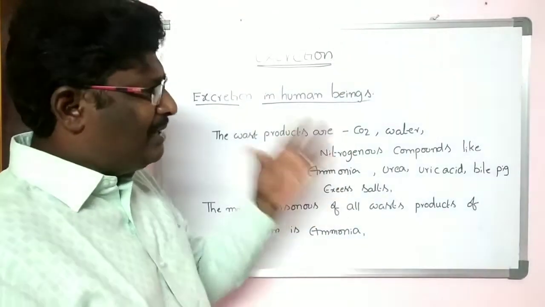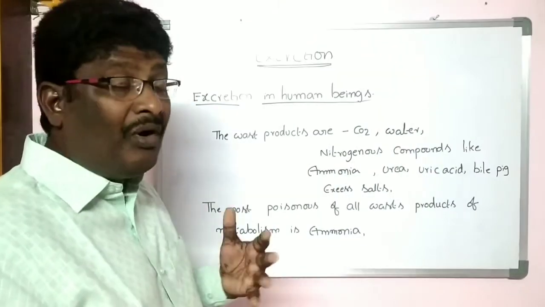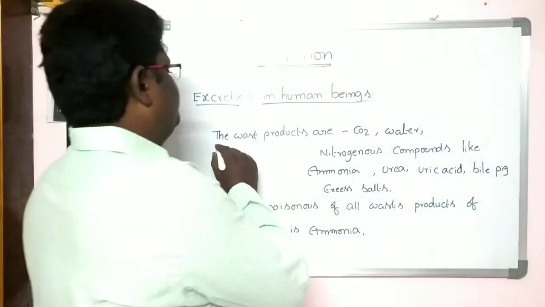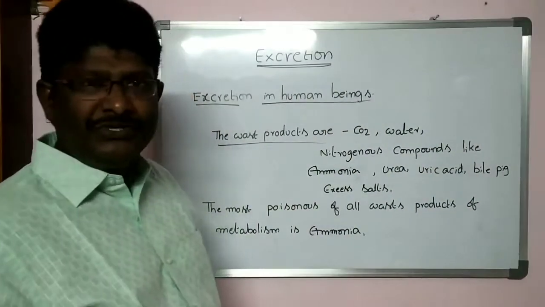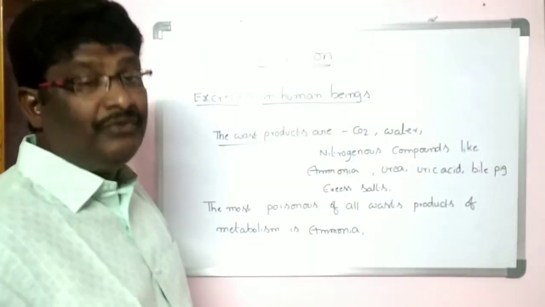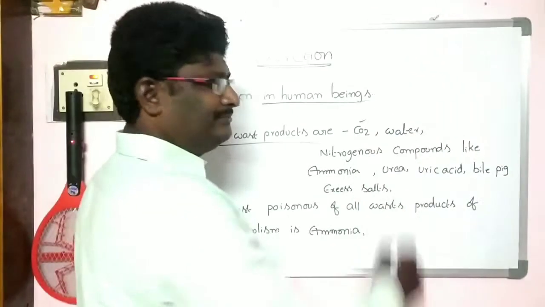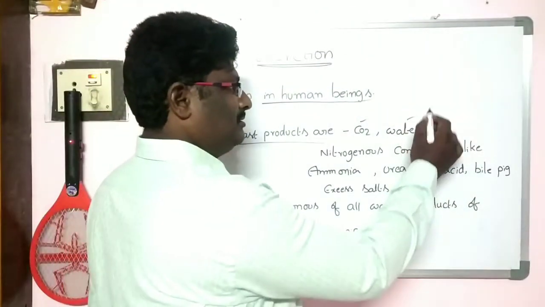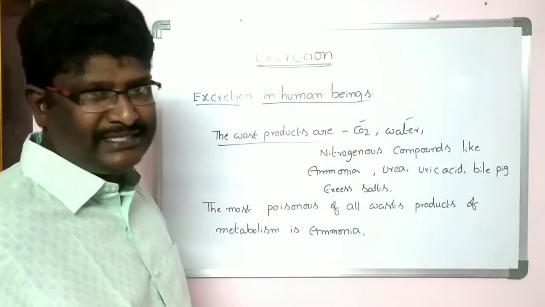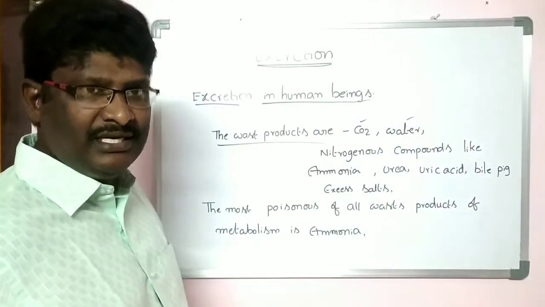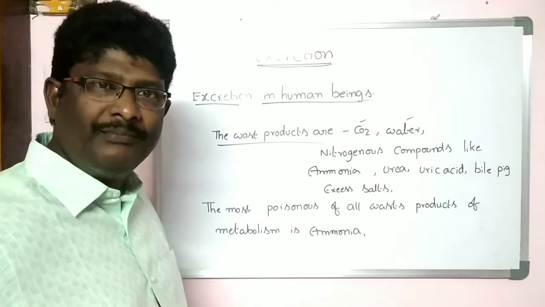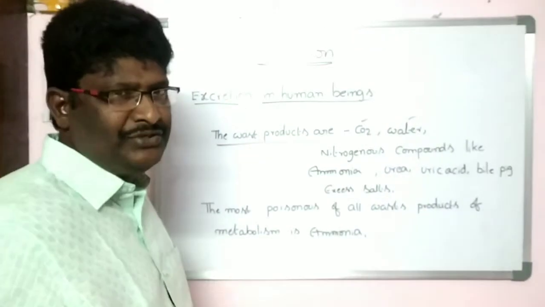Actually, when the metabolic activities take place in our body, what waste materials are produced? It may be carbon dioxide, water. Water is also one of the wastes. Excess amount means that is waste only. A sufficient amount of water is useful to the body. But the excess amount of water should be sent out from our body.